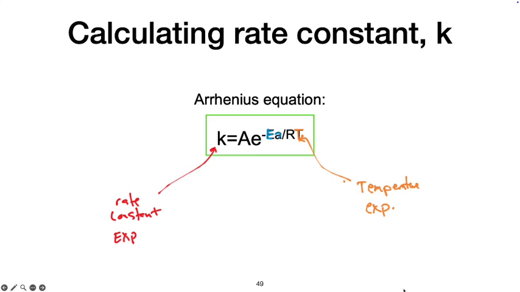Our activation energy, EA. This would be neat if we could directly measure, but we can't directly measure it. We have to measure it indirectly by looking at other things, like our rate constant and our temperature. So this is our activation energy.